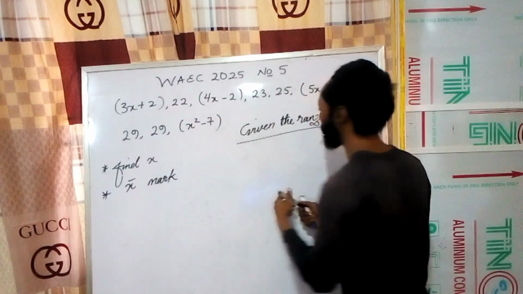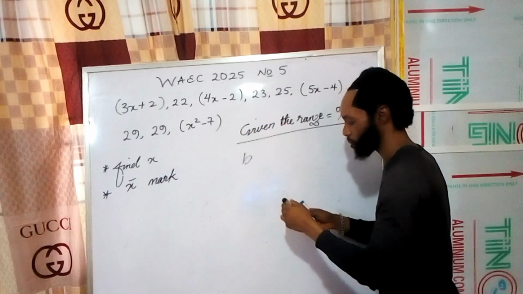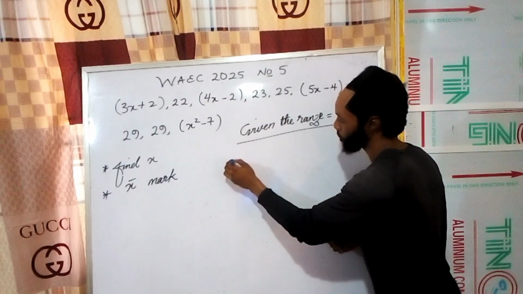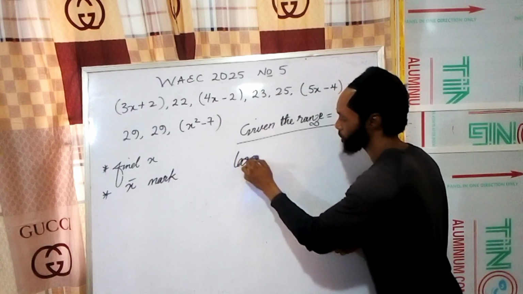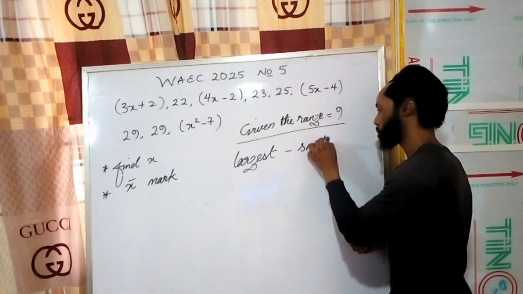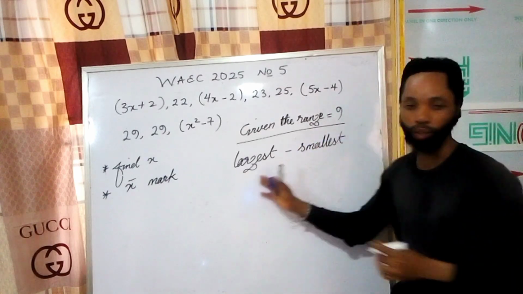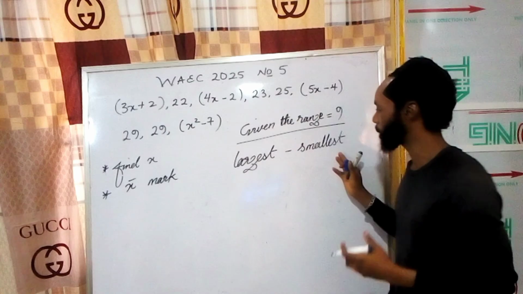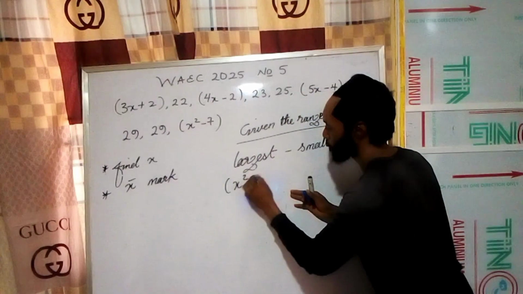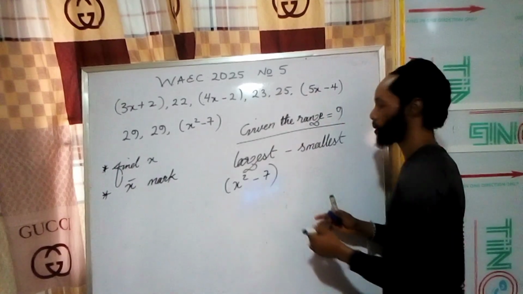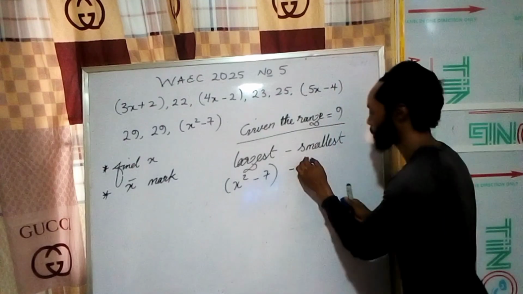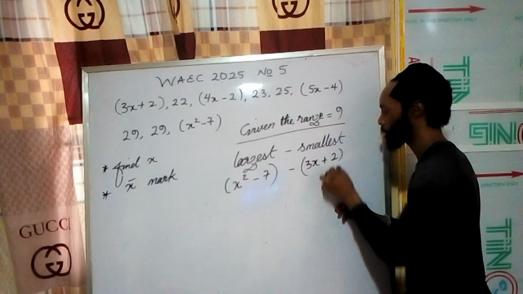We're going to use this. Range is equal to what? Range is the biggest minus the smallest, that is largest minus smallest. That is what range is. So the largest is x squared minus 7, minus the smallest, which is 3x plus 2. This person got the smallest.